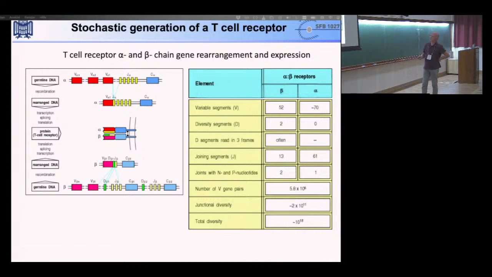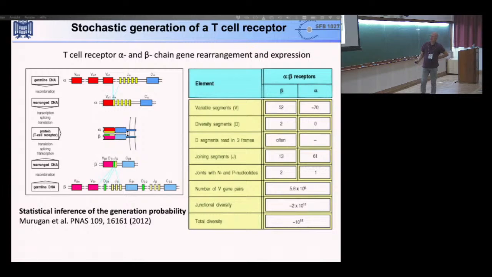Another interesting point: there is statistics involved, because of this mechanism. You can compute the number of different sequences you can actually generate with it. This is of the order of 10 to the 18 or even 10 to the 19 different sequences.